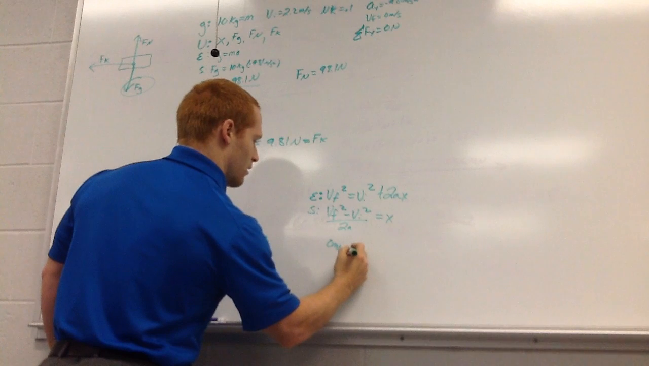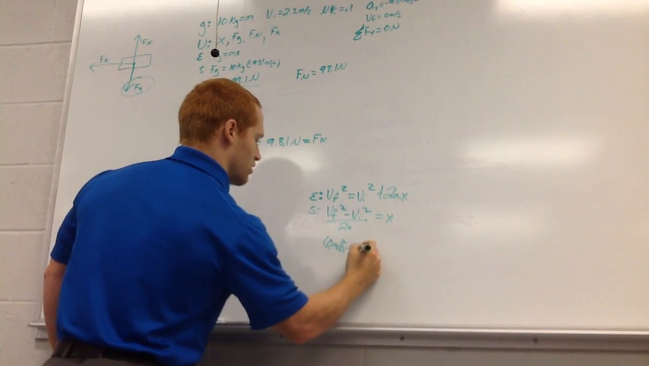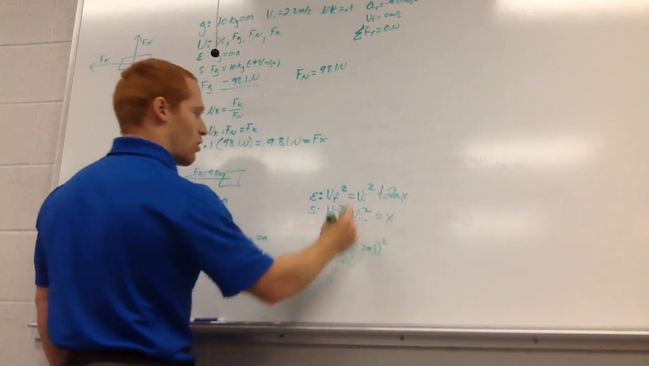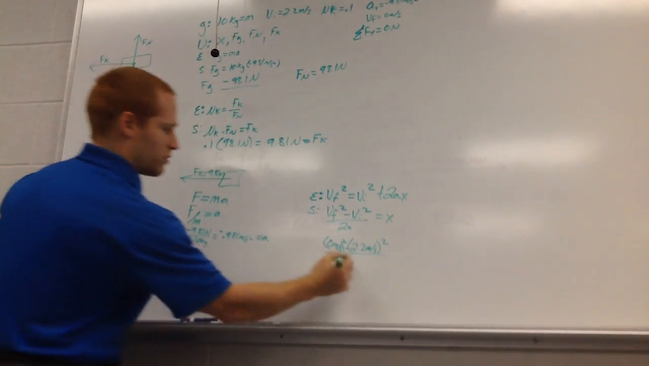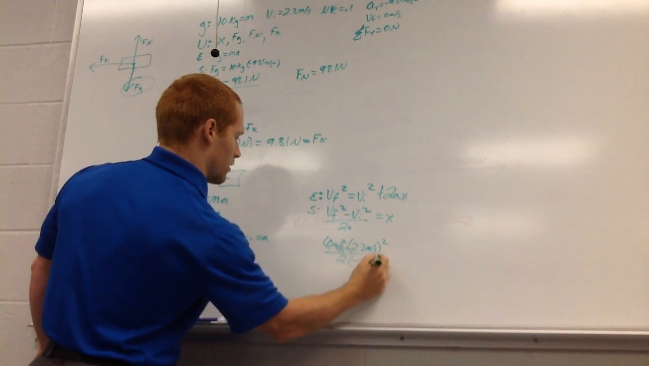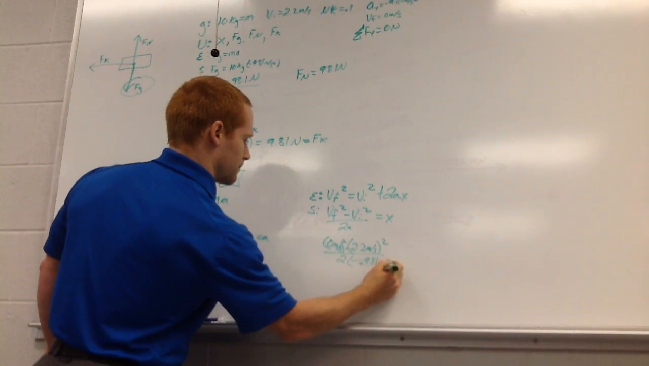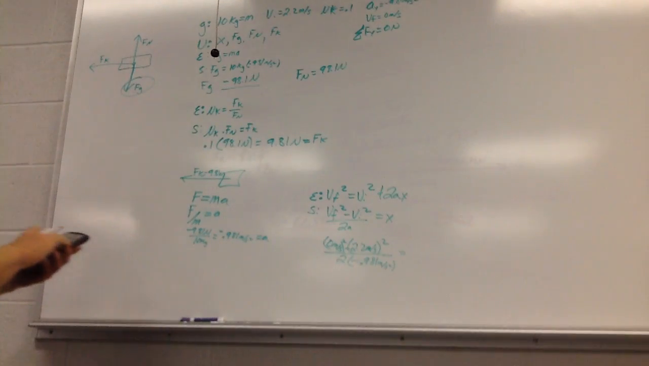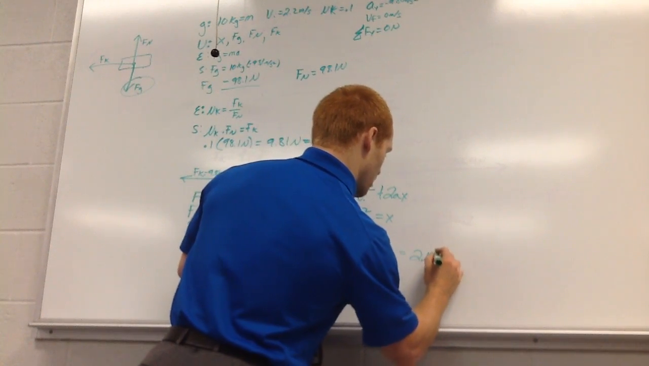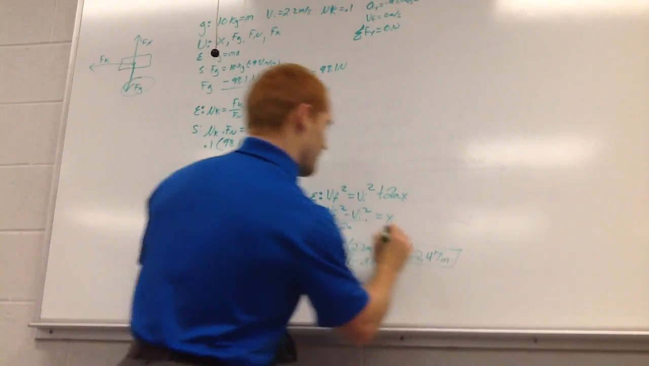0 meters per second squared minus 2.2 meters per second squared divided by 2. And then it's also going to be divided by our acceleration we found, which is negative 0.981 meters per second squared. And you should get 2.47 meters. And that would be the distance.